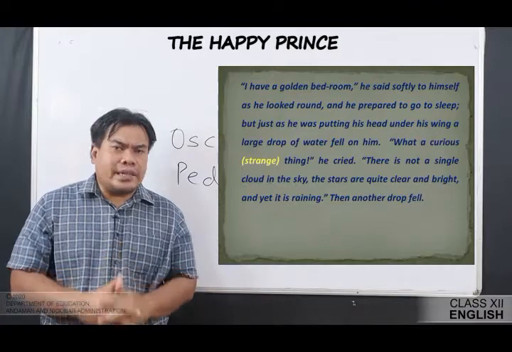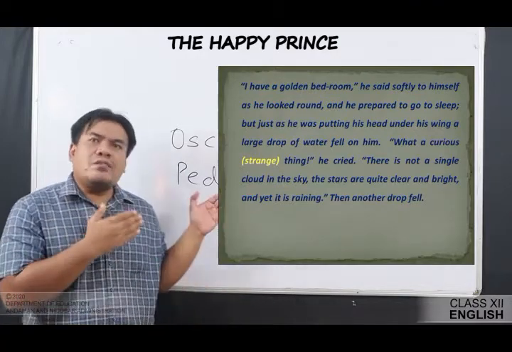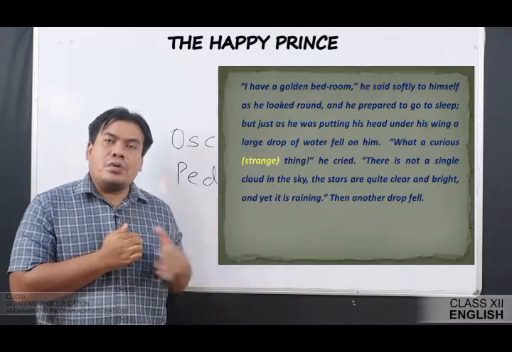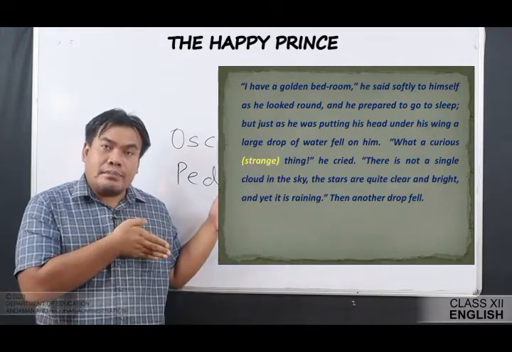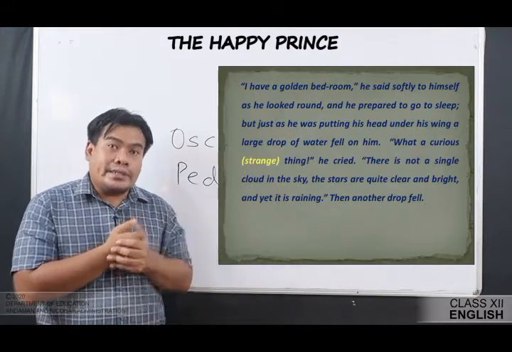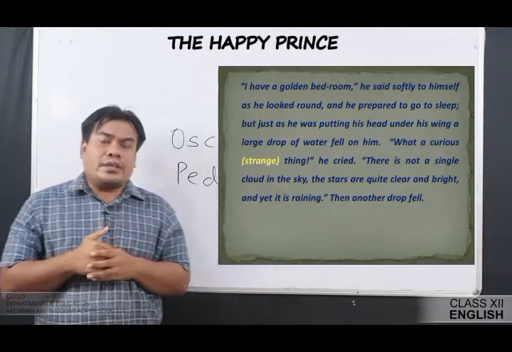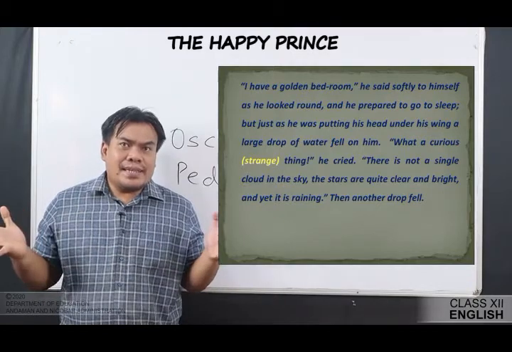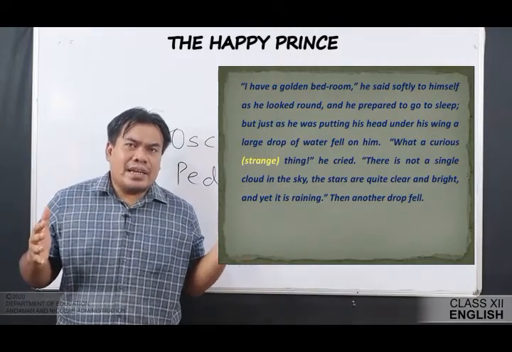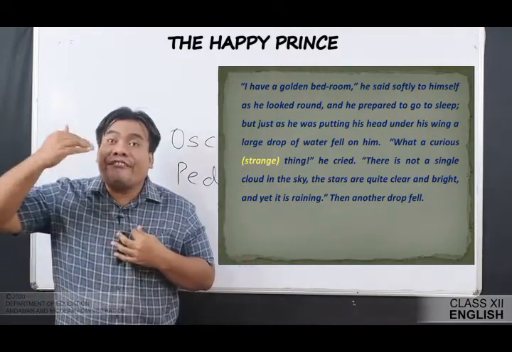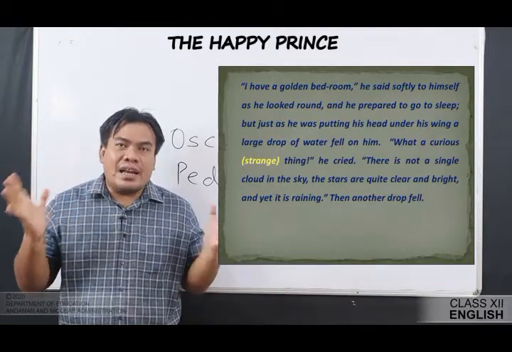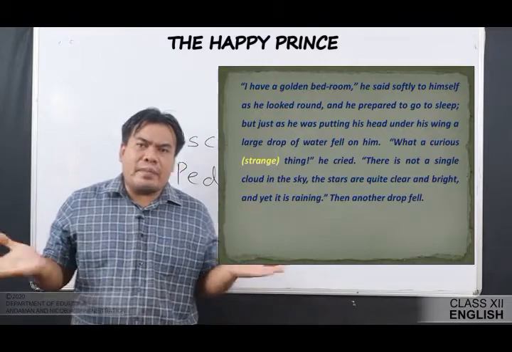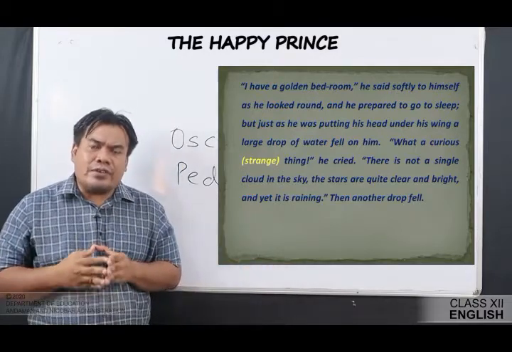"What a curious thing." Here the meaning of curious, C-U-R-I-O-U-S, is strange. What a curious thing, what a strange thing. Why did he say that? Because he felt a large drop of water fall on him. "The stars are quite clear and bright, and yet it is raining." Then another drop fell.